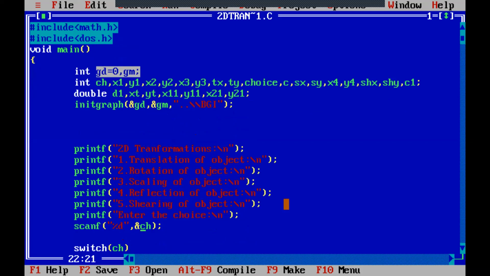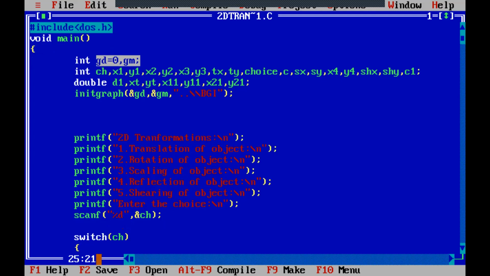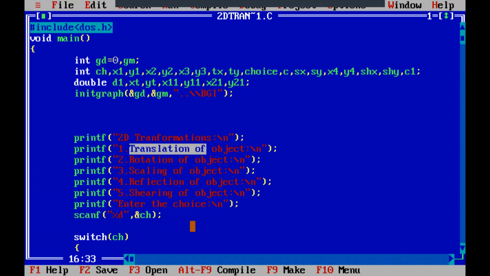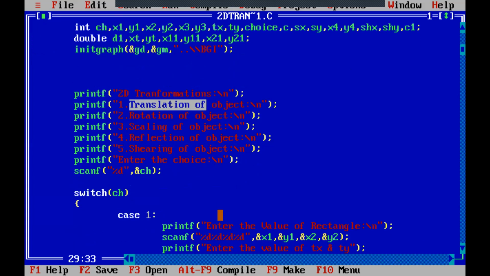And here you have to enter the choice. So that choice is accepted with the ch variable, right? Then I'm using a switch case depending upon the choice entered by the user. So you are taking the choice from the user, and depending upon that choice, the switch case is applied. So in the switch case, choice number 1 is translation. So let us see what translation does.